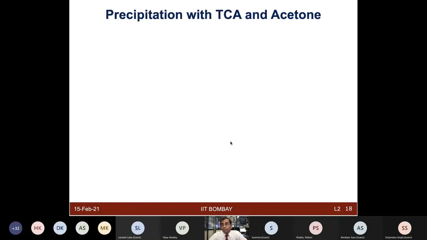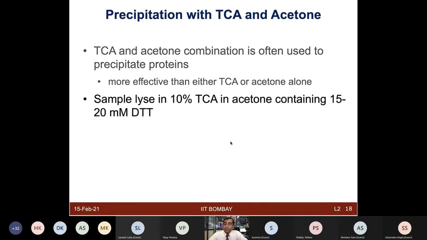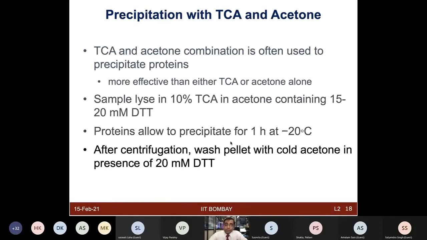Often people use protein precipitation with TCA and acetone together. So now you weigh the TCA, and then put that in acetone in solution form, make that mix, and then you are going to lyse your cells in 10% TCA with acetone, which also contains the dithiothreitol to break open the disulfide bonds. And then you are going to incubate that for 1 or 2 hours at -20 degrees. Then you are going to wash your pellet to remove the TCA, and you can wash with acetone alone, which contains the DTT. In this manner, your protein pellet is pretty clean.